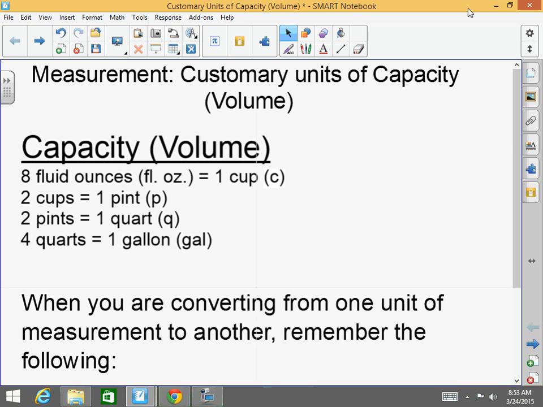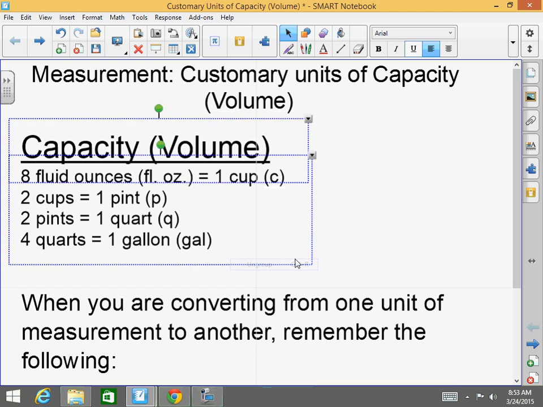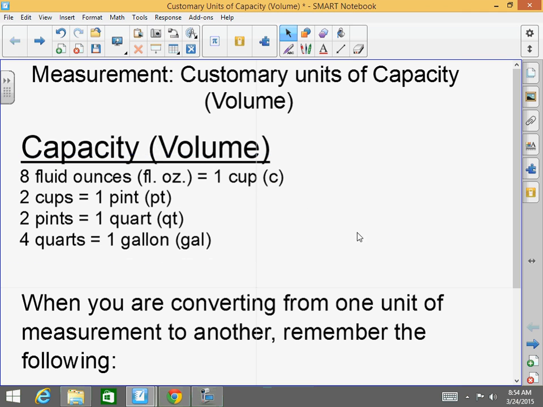And actually, pint should be PT. So I apologize about that. Let's go ahead and fix that right quick. Pint should be PT, and quart should also be QT. So I apologize about that. So 2 cups in a pint.